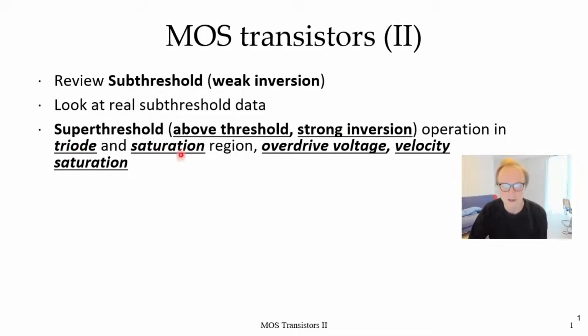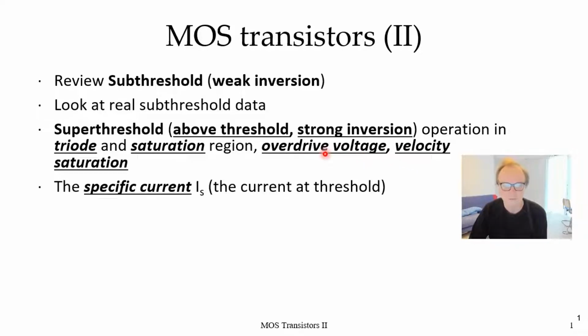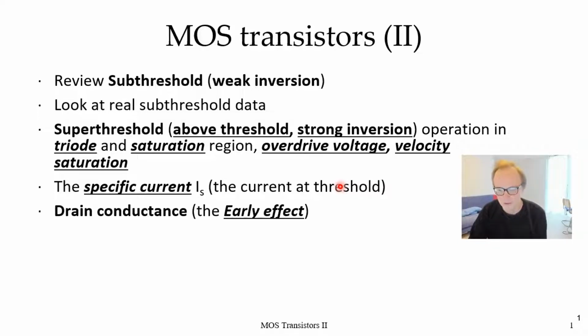triode and saturation regions. This just refers to small drain source and big drain source voltage. The concept of the overdrive voltage and second order effects like velocity saturation and others. And then there's a useful concept called the specific current IS, which is the current at threshold. It's a simple idea which, once you have some basic parameters of a process, allows you to estimate on the back of the envelope the level of current at which you cross threshold. So you can estimate where you should operate your transistors.